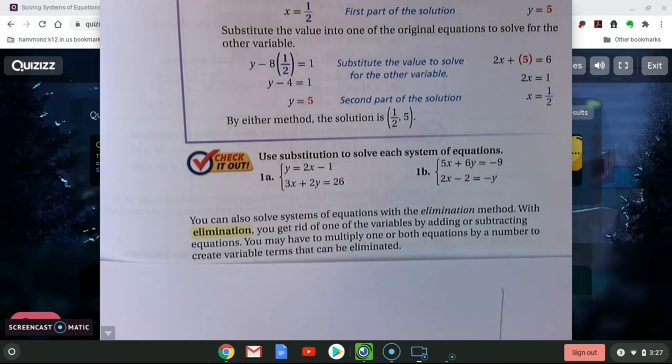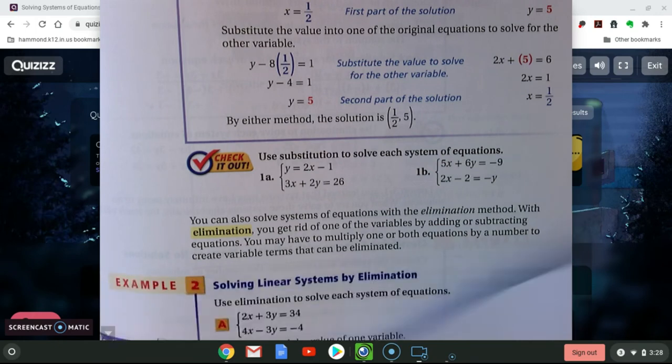In elimination, you get rid of one of the variables by adding or subtracting the equations. And you may have to multiply one or both equations by a scalar number in order to create variable terms that are opposite coefficients that can be eliminated. So let's look at an example.